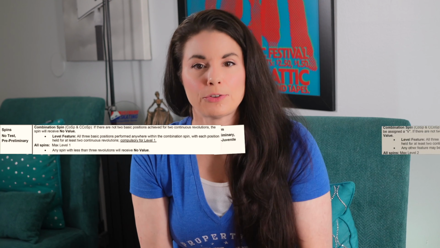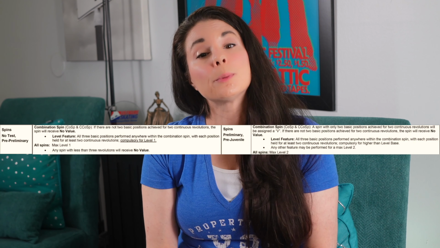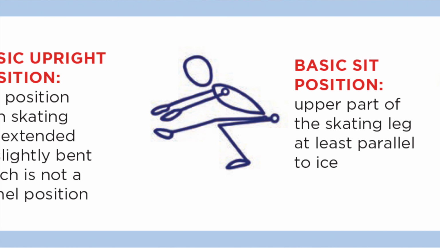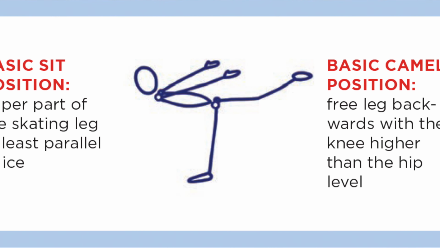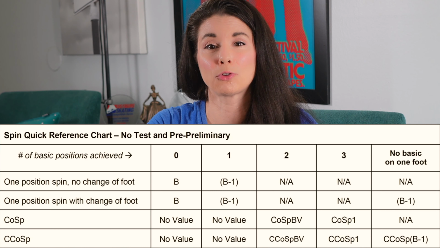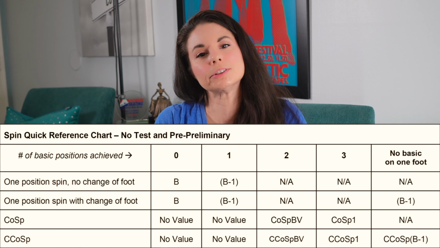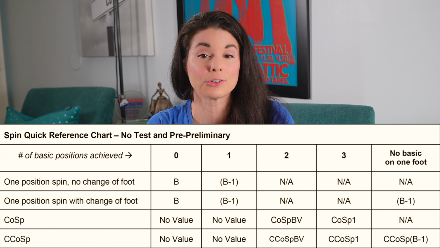For the combination spin, the compulsory feature for a level 1 differs at these levels. If you perform a combination spin, you must get all 3 basic positions for at least 2 revolutions to have a level 1 or higher. Always check the rules, read them carefully, and discuss your options with your own coach. Then decide what works best for you and your skating. We've all seen a skater perform 5 revolutions in a camel, and then they only perform 1.5 in a sit spin, and maybe 2 in their upright. You couldn't achieve a level 1 with your combo spin at these levels if you do that.